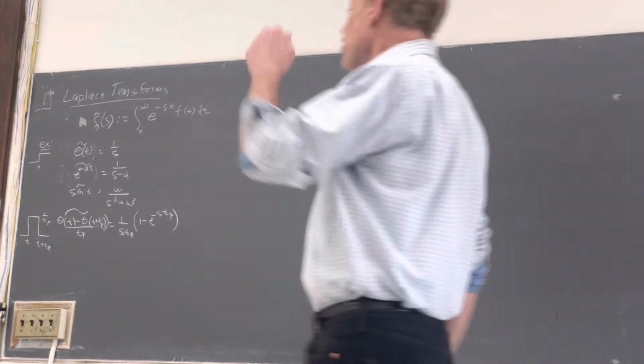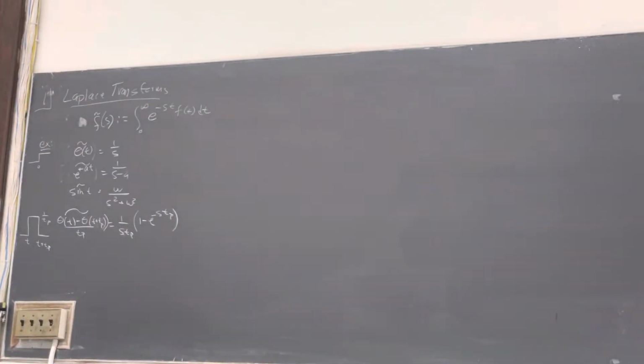So finally, the last thing we did is we looked at theta of t minus theta of t plus Tp, divided by Tp. So this is a step function of t. This is a step function of t plus Tp. Since I'm subtracting it, I get a little box here. Divided by Tp, so that way the height of the box is 1 over Tp, and the width of the box is Tp. So therefore the area of this box is 1 over Tp times Tp, which is just 1.